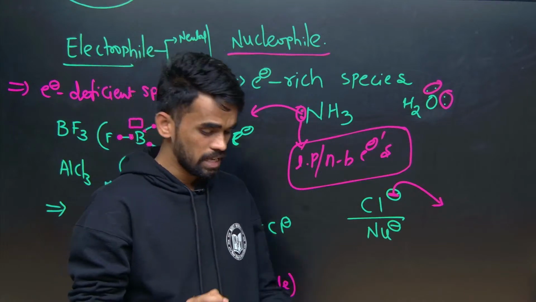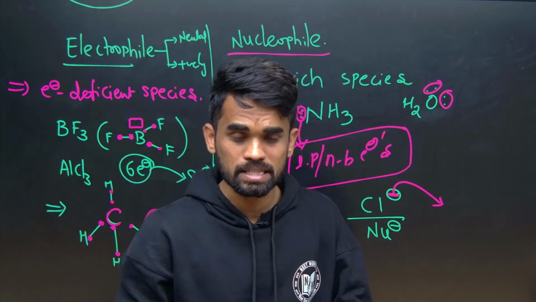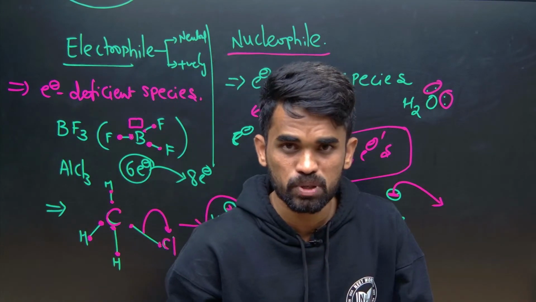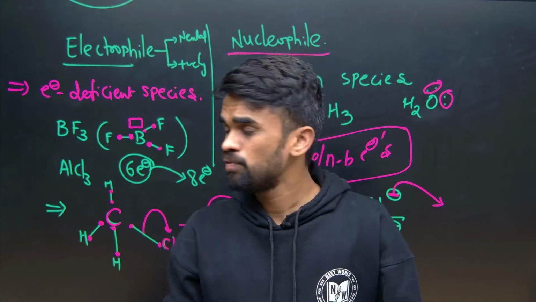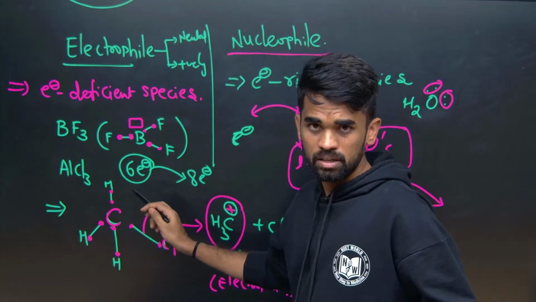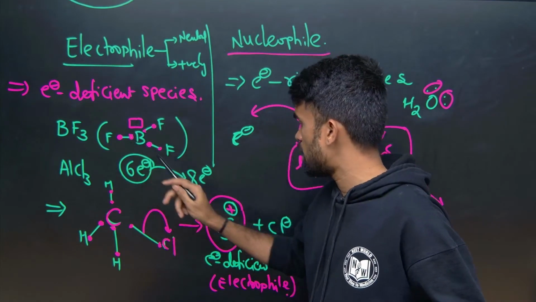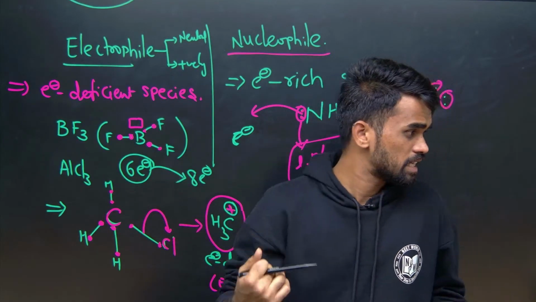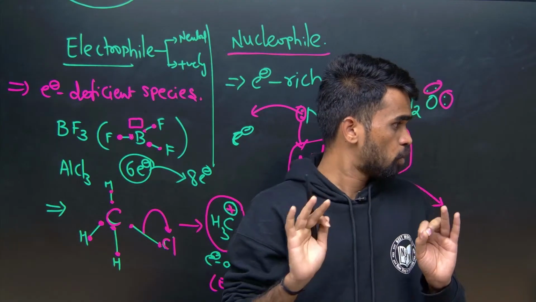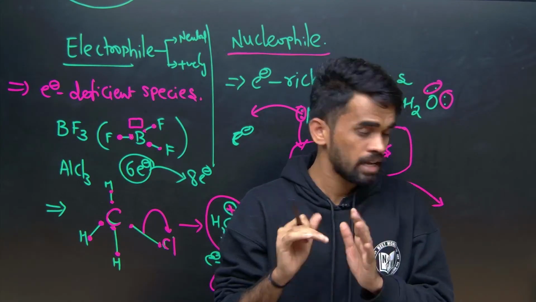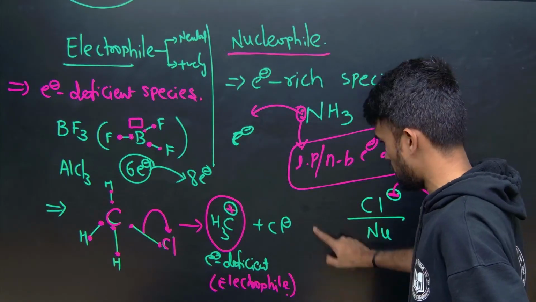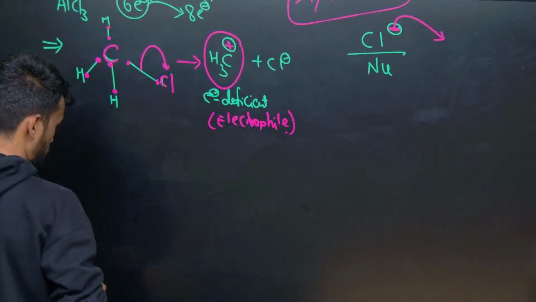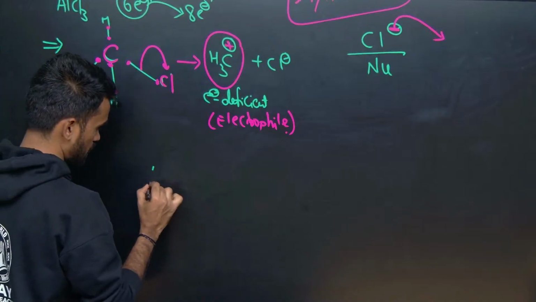Hope it is clear. If any non-bonding electrons are present or a negative charge is present on that species, then we consider it a nucleophile. If electron deficiency is there in its neutral form or in its cationic form, then we can consider it an electrophile. Hope it is clear. Both are clear, right? Now, during the reactions, what happens? See, there will be something like this.